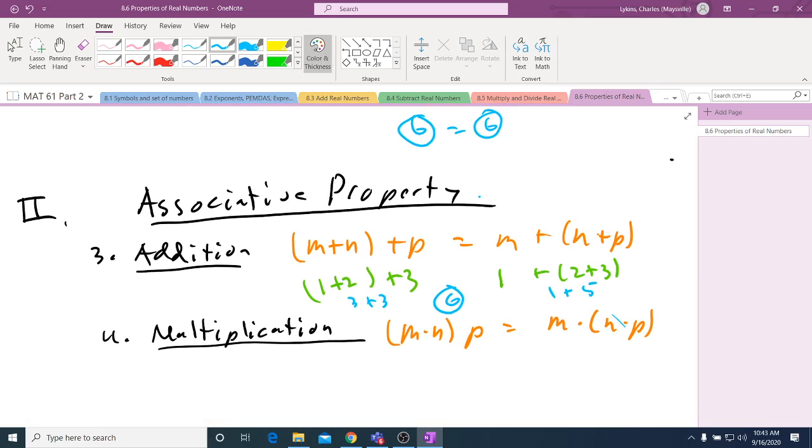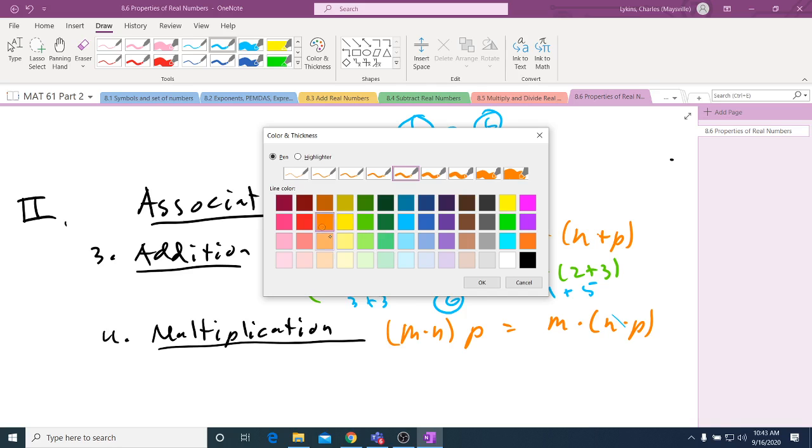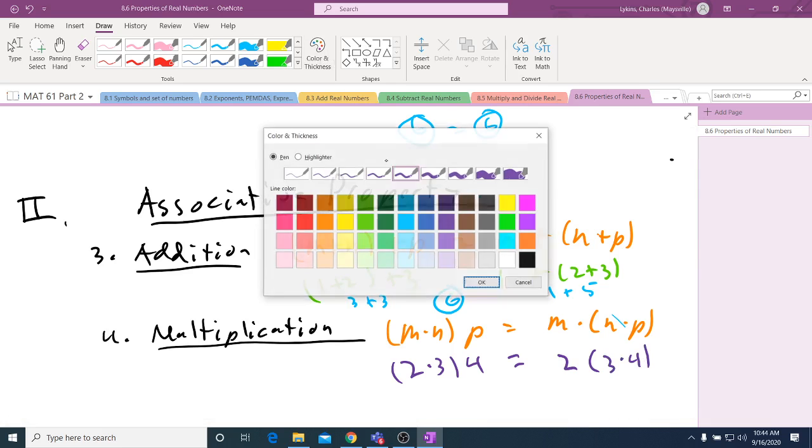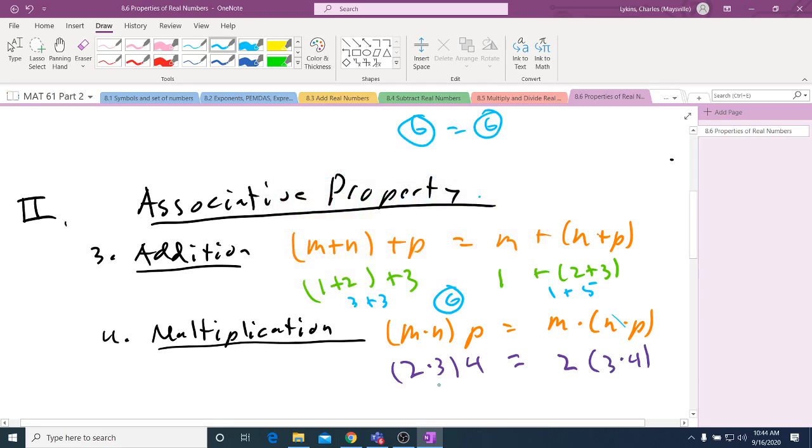Same thing with multiplication. I'll put in some different numbers. Let's just say for m we used 2, n is 3, times p is 4. Well, the order would be m is 2, because it gets kicked out of the parentheses. My n is 3 times 4 is p. 2 times 3 is 6 times 4, which comes out to be 24. But then 3 times 4 is 12. 2 times 12 is 24. They both are the same. So it's basically saying it doesn't matter the order.